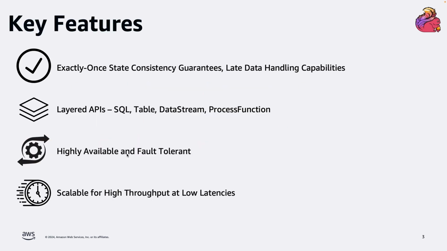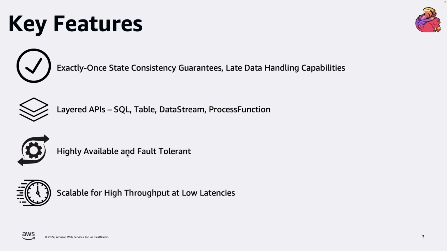Some other notable key features of Apache Flink would be exactly once state consistency guarantees, and those are achieved through the statefulness within the application. Data stored durably in state is not processed twice. Apache Flink can also handle late data with its event time and watermarking capabilities.